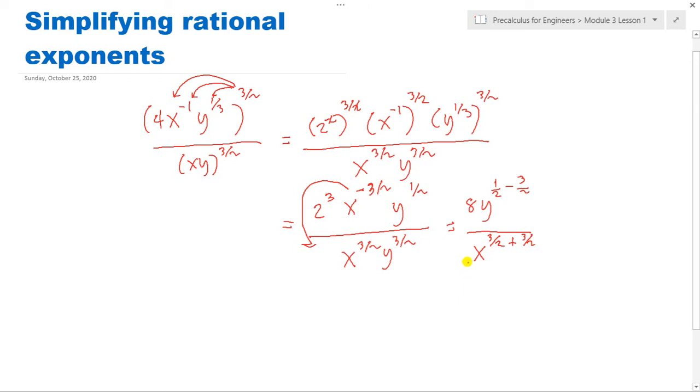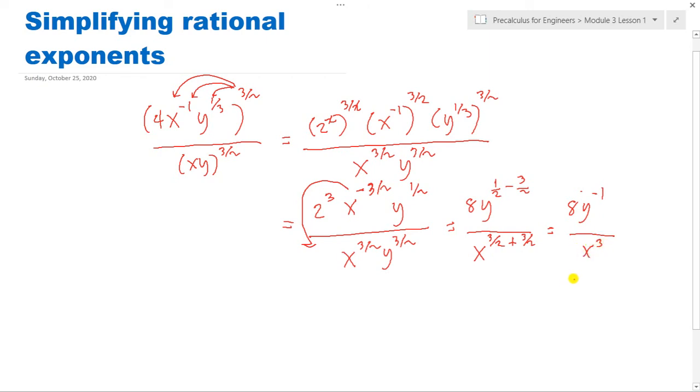3 halves plus 3 halves equals 6/2 or 3. So we have equal to 8. Then 1/2 minus 3 halves. So 1/2 minus 3 halves is equal to 1. So 8, but it is negative because 3 halves is bigger. So 8y raised to negative 1 all over x cube.